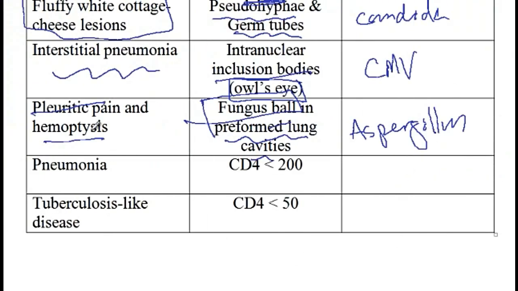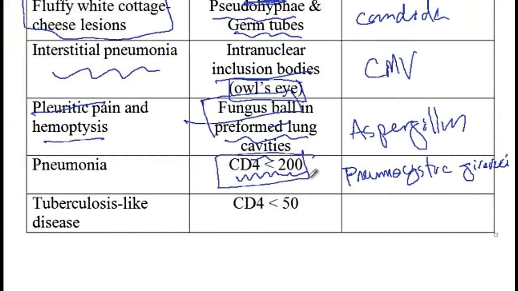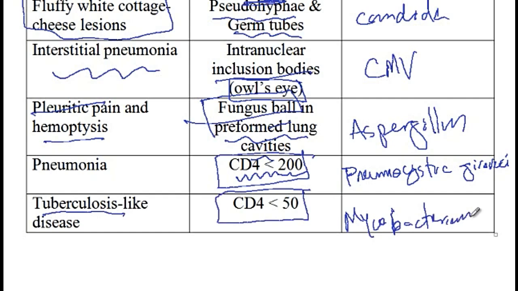Next, we have pneumonia in patients that have a CD4 count of less than 200, and this is a high-yield topic because it is caused by the Pneumocystis jirovecii, and it's usually seen in patients with a CD4 count of less than 200. On the other hand, if they present with a tuberculosis-like syndrome in patients that have a CD4 count of less than 50, then you should think of the Mycobacterium avium.